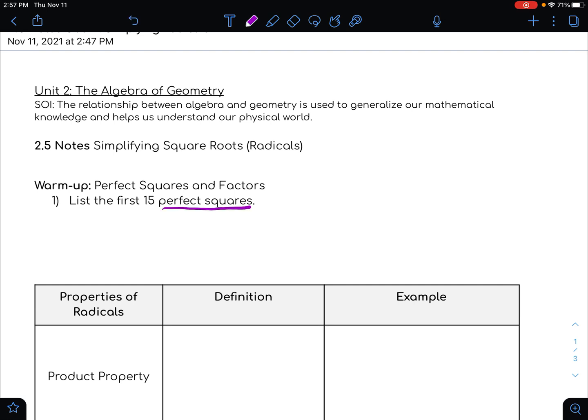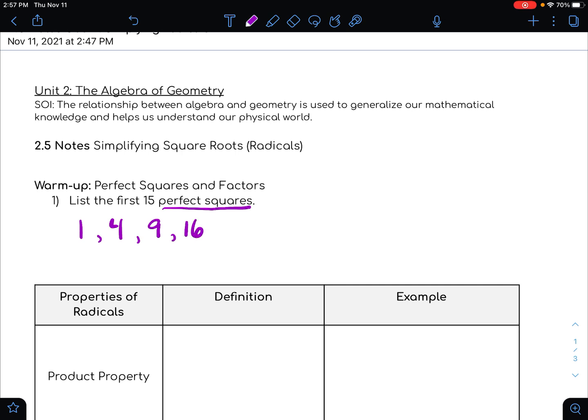And so when we're talking about a perfect square, we're talking about a number whose square root is a whole number. All right, so for instance, 1 is a perfect square because the square root of 1 is 1. 4 is a perfect square because the square root of 4 is 2, a whole number. 9 is a perfect square because the square root of 9 is 3, which is a whole number. And you can think of the next ones essentially going in reverse.